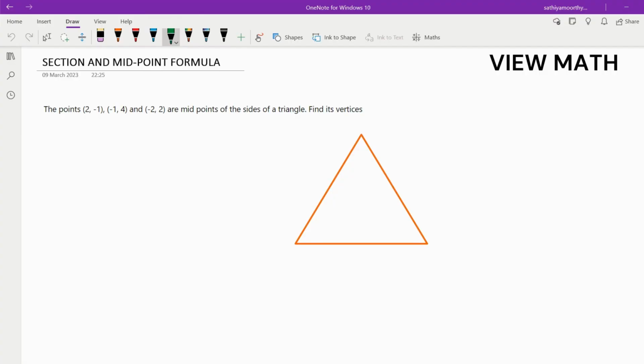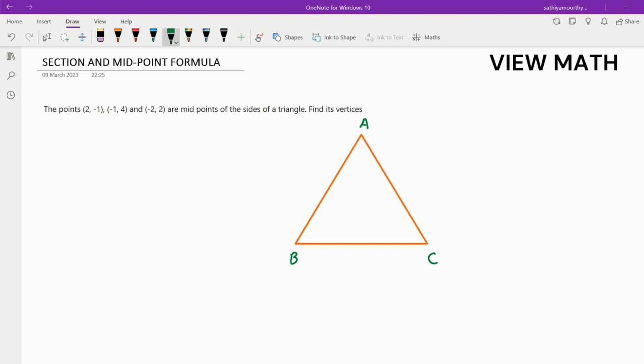Next problem, the points (2, -1), (-1, 4) and (-2, 2) are the midpoints of the sides of the triangle. Find its vertices. So in this problem, let me take a triangle. Let me name it as ABC. ABC is a triangle, and what they have given is the midpoints of the sides of the triangle.